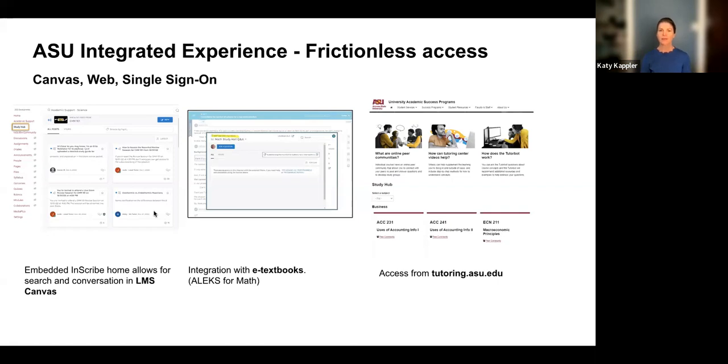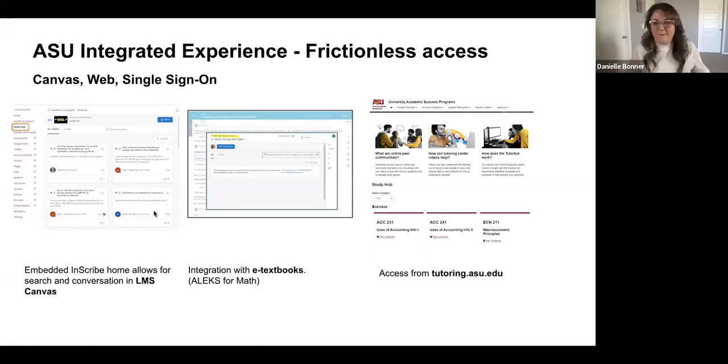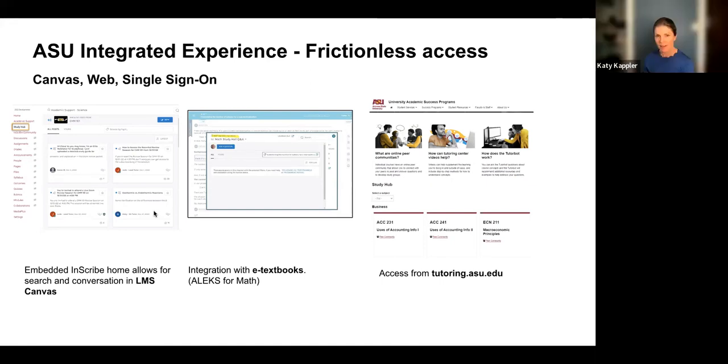So Danielle, did we have more questions? Yes, one more question from the audience. Does this tutoring work equally well across courses and different disciplines? Jonathan and Joelle, what's been your experience there?